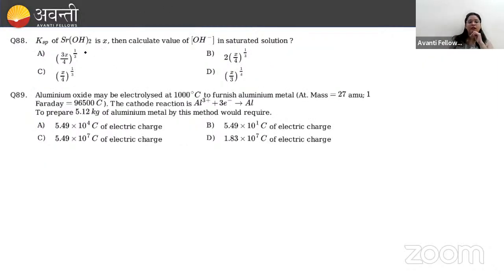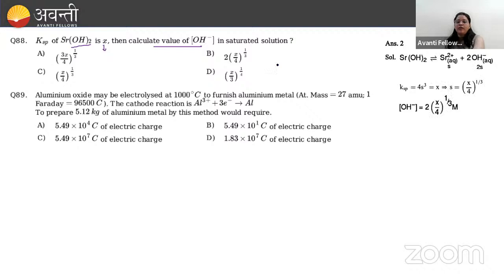What is the Ksp for this strontium hydroxide? If I assume that it is X, then calculate the value of OH minus ion in the saturated solution. So what we need to calculate here is the concentration of OH minus ion in terms of X, which is the Ksp for this given hydroxide. When this hydroxide dissolves into its respective ions, that is Sr2 plus and 2OH minus, the solubility is S, and there are 2 OH minus ions, so I have written 2S. So what will be the Ksp? It will be 4S cube.